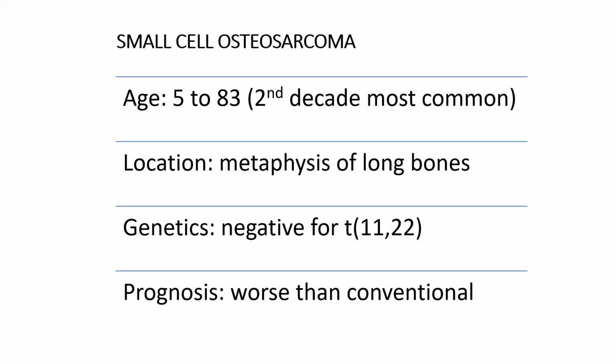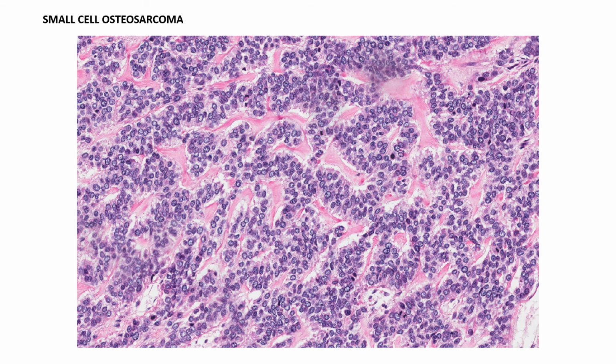Small cell osteosarcoma is a high-grade sarcoma with a wide range of patient age, but most common in the second decade of age. Most common location is the metaphysis of long bones. It's negative for translocation 11;22, which is characteristic of Ewing sarcoma. This sarcoma has a really poor prognosis. X-ray shows aggressive process of the distal femoral bone, destruction of cortex, and sunburst-like features.